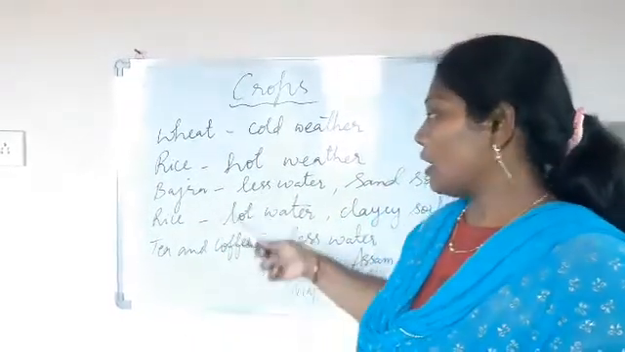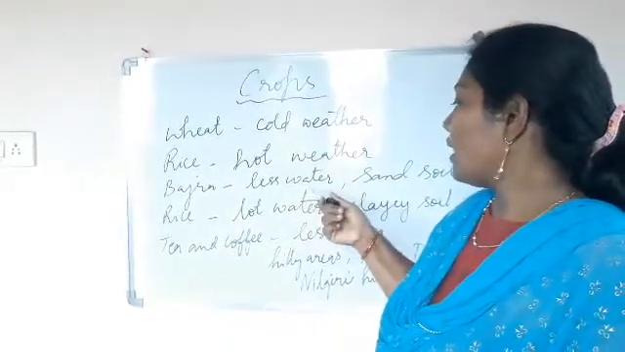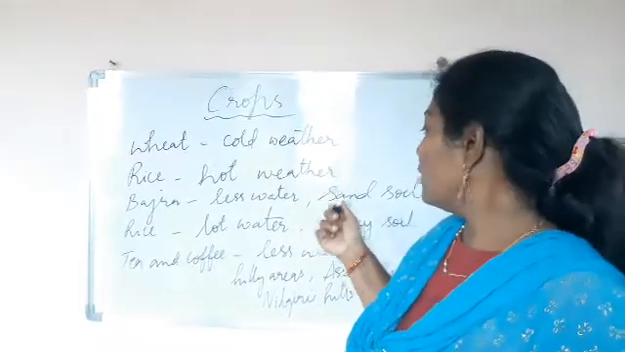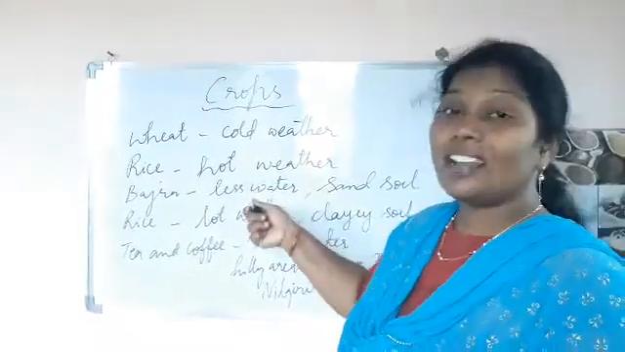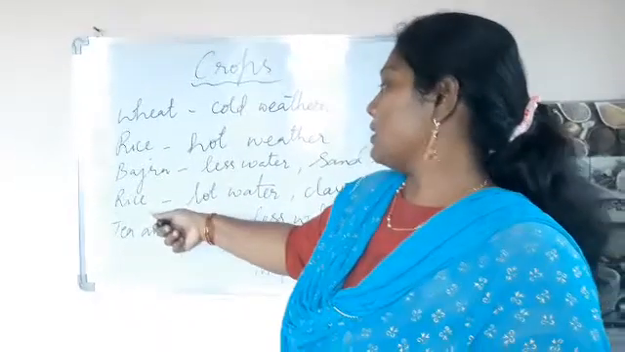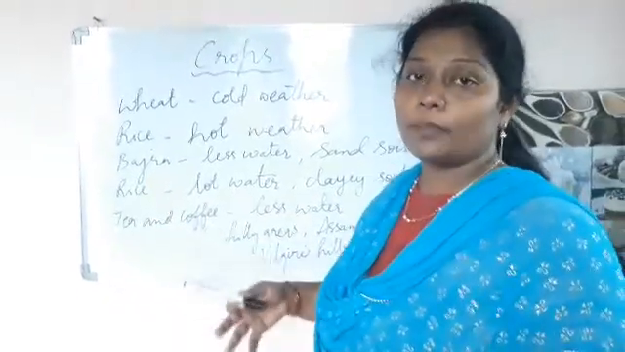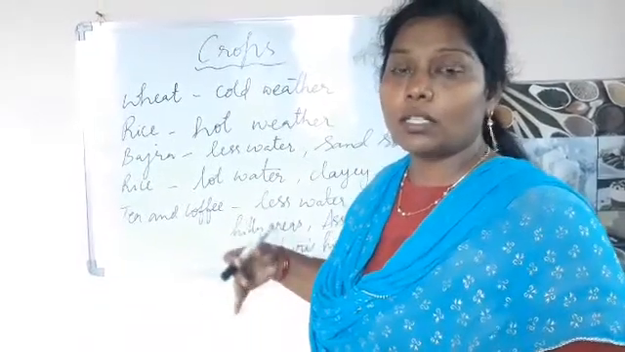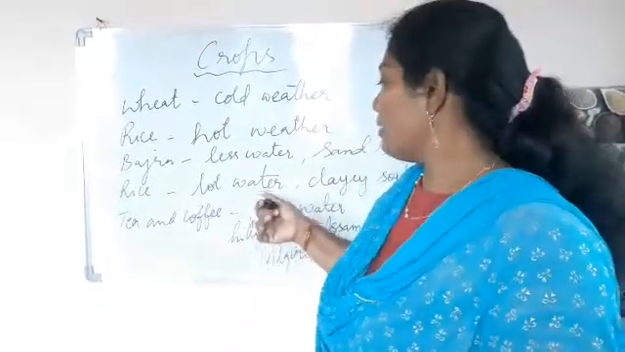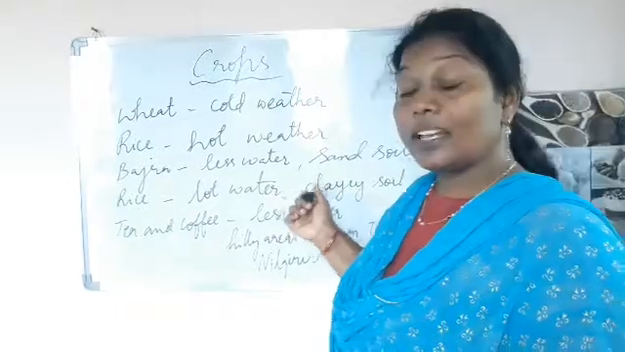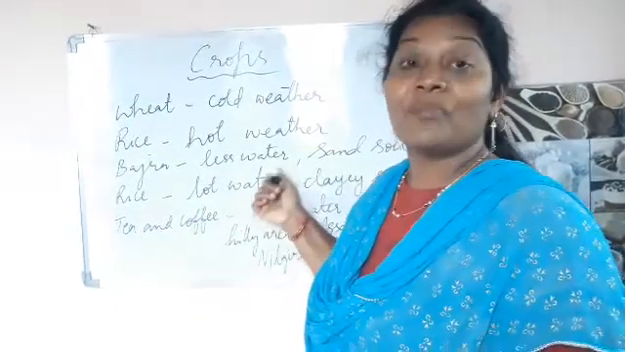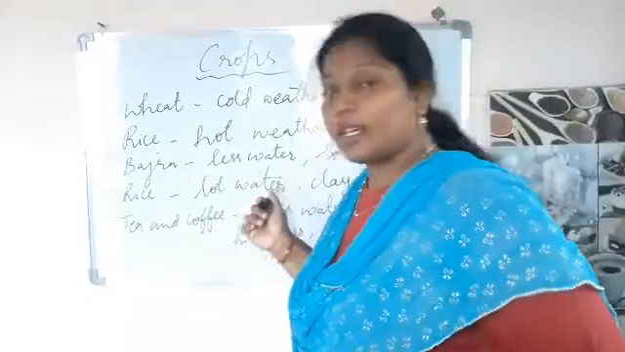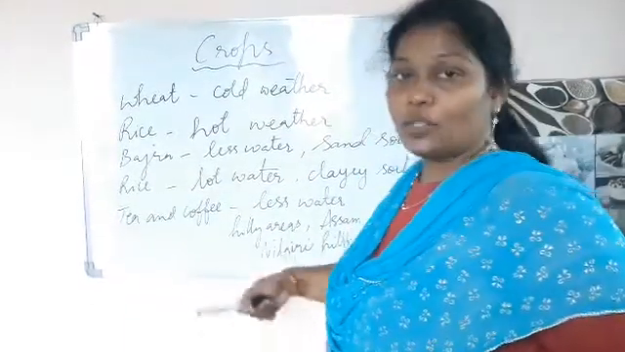Okay. The bajra. The bajra requires less water and sandy soil. It can grow well in sandy soil and with less water. And the rice. The rice needs a lot of water. The paddy fields, if you observe, are completely filled with water. They put a lot of water into the paddy fields, which also require clayey soil. Bankamatti in Telugu. Okay children, the clayey soils are required for the growth of rice varieties.